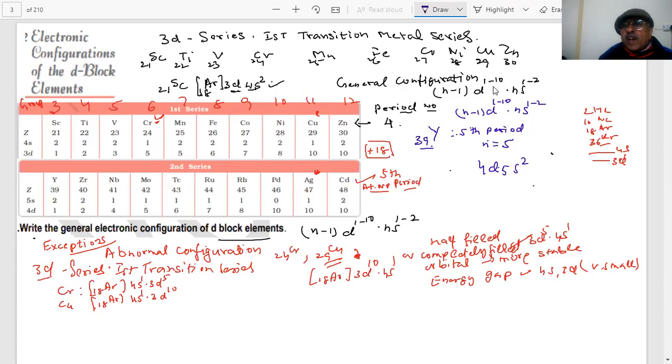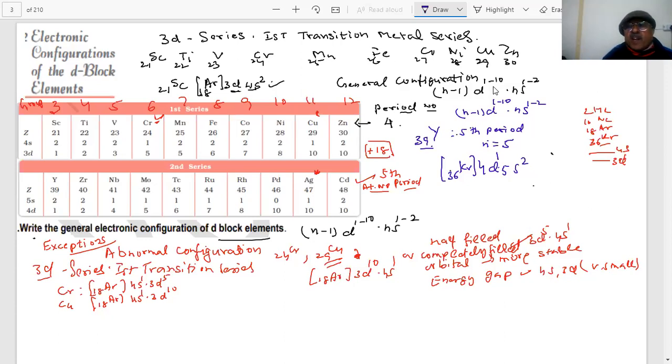And this is 39. Krypton, 36, is the inert gas. How many electrons should I put here? 36 plus 2, 38. Is that the correct electron configuration, students? Now you have learned how to write the electronic configuration.